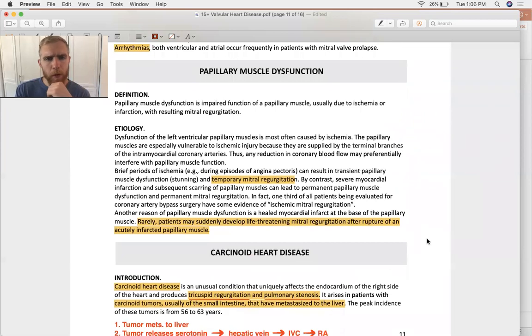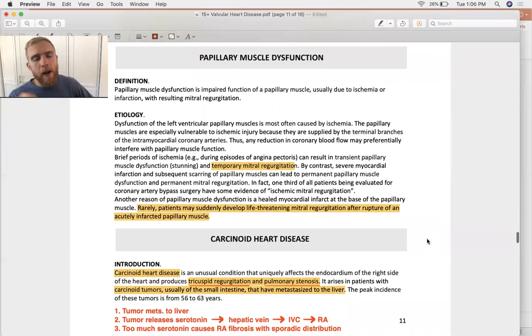So now we got a brief blurb on papillary muscle dysfunction, and just what you need to know is that the papillary muscle pulls the valve down anytime it needs to open, right? And so regurgitations are very intrinsically linked to the function of the papillary muscle, and papillary muscle dysfunction can be induced by a non-STEMI or by a STEMI, basically by an acute MI.